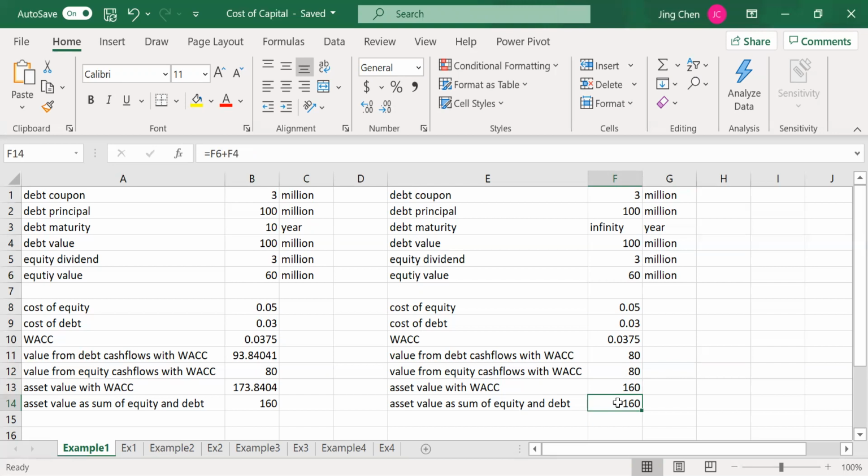So you see in this case, two different methods to calculate the asset value, we get the same answer, provided we assume that debt does not mature. Maturity of debt is perpetual. Okay. Here we have an exercise, essentially the same, but with the numbers changed a little bit, and we can do the calculation and we can try that.